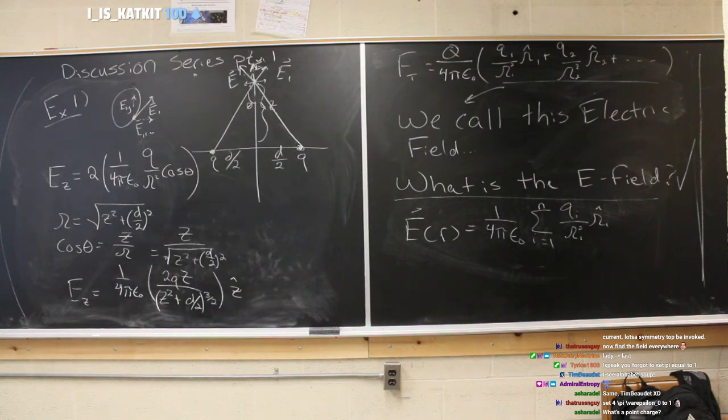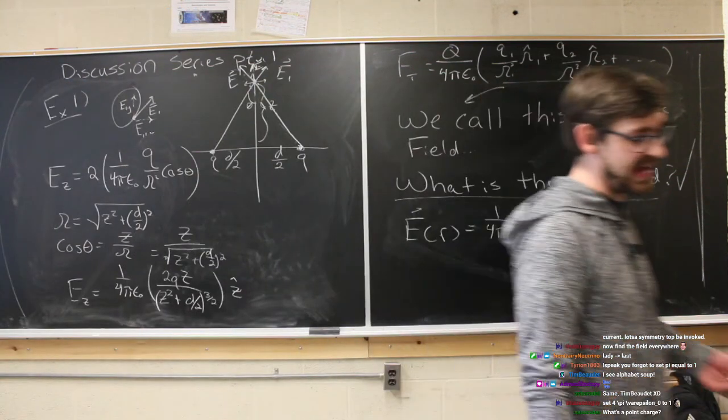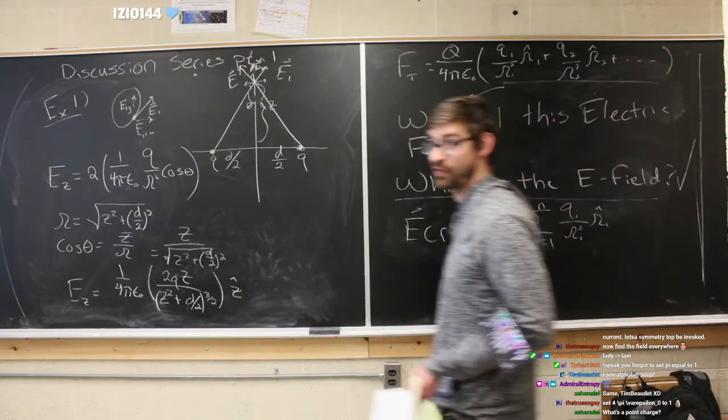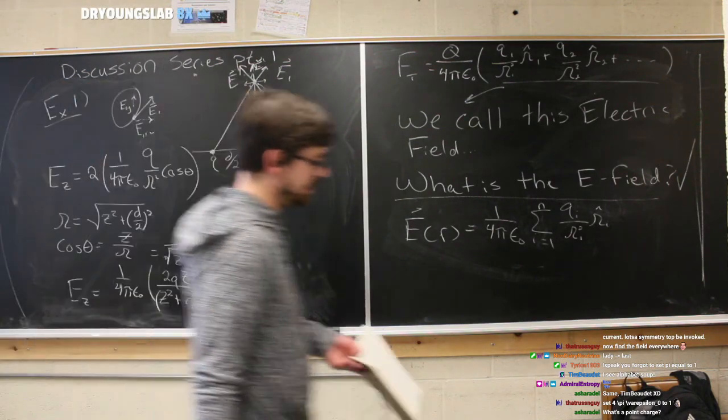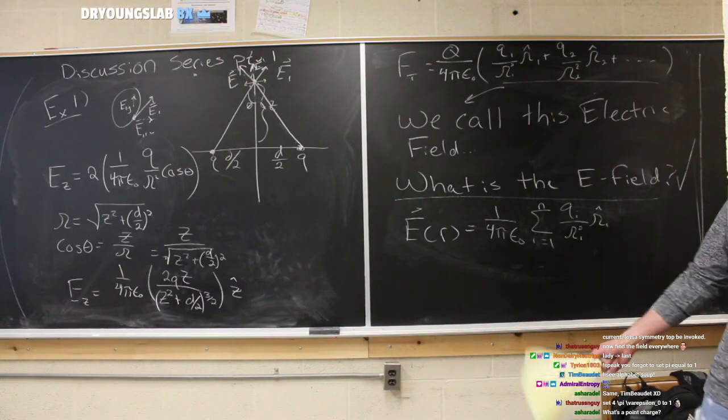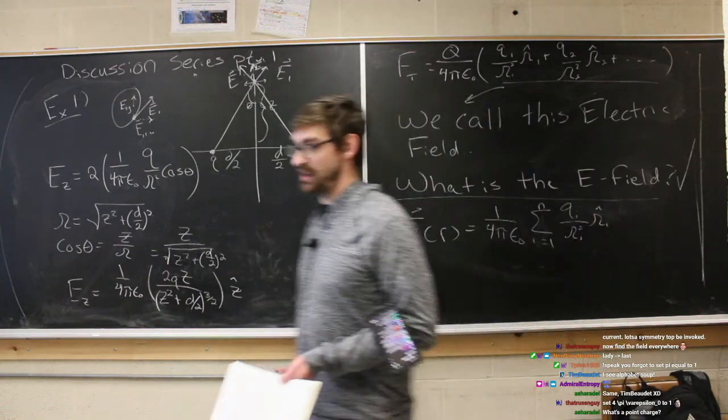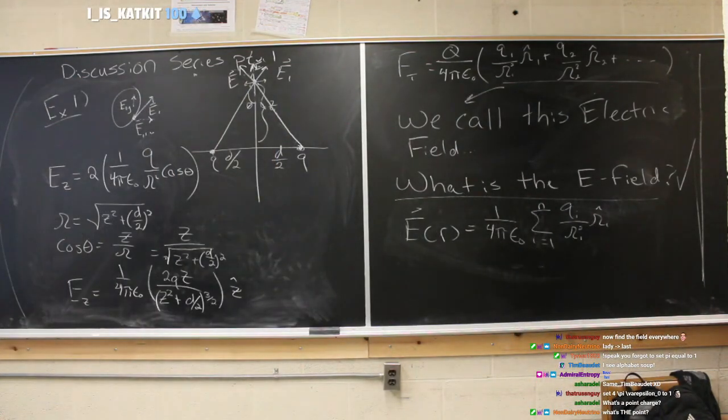What is a point charge? A point charge is a charge that exists with zero dimension, right? It does not have a length, does not have a width or a height. It exists in zero dimensions, okay? And we can do this basically by just taking a particle and just saying, ignore the dimensions of it, right? And what are we left with?